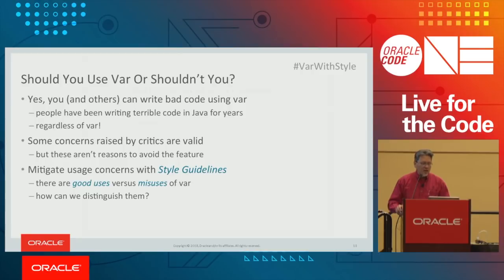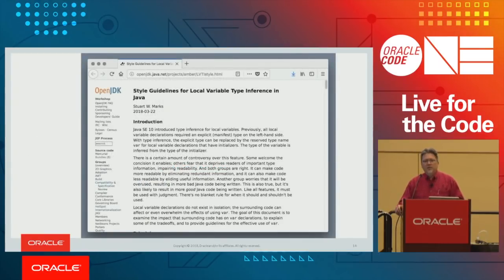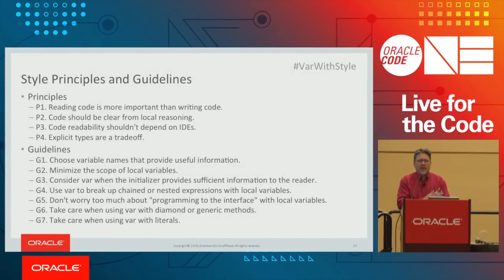All right, so this document is posted on the OpenJDK website. Don't worry about the URL. I will have that at the end, and you'll be able to get that. And so the outline of the style guide is here. There's quite a bit of material in the style guide, 4 principles and 7 guidelines. I'm not going to be able to hit all of them in this talk. I will hit a few of the highlights, though.